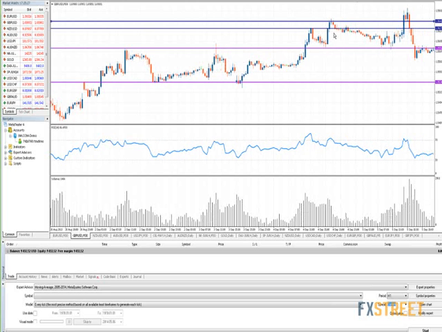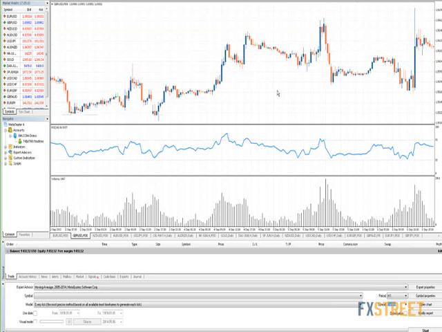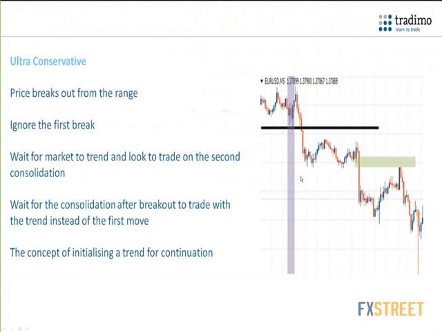Now, the advantage of that is generally it does mean you will be trading within a trending market, and that is generally the easiest way to trade breakouts. Consolidation patterns are the easiest way to go.